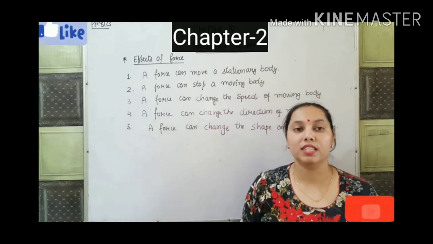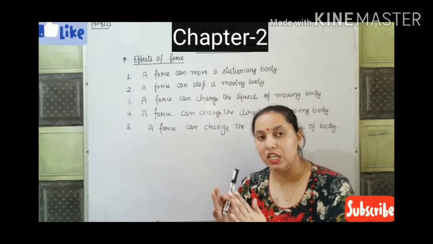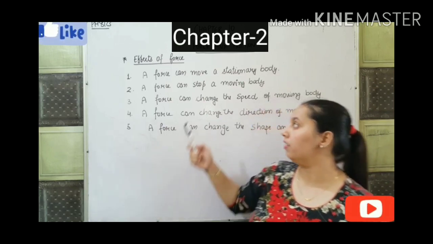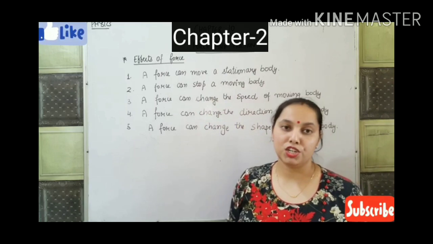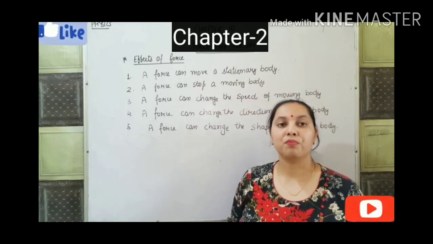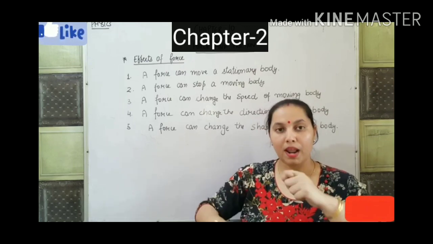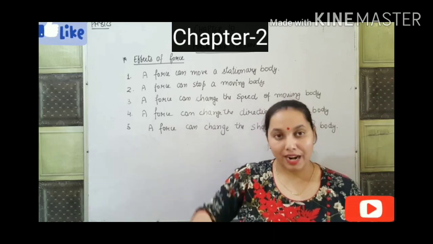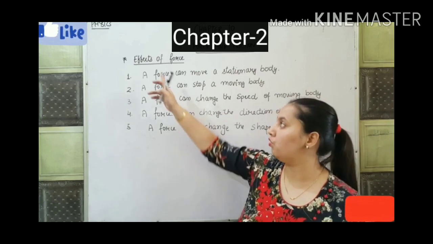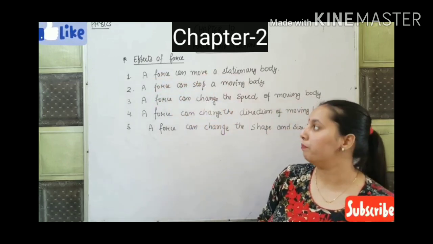Another example you can think of is football. When you play football, initially the football is at rest, and when you kick it, you apply force. What will it do? It can move a stationary body. Similarly, you ride a bicycle. Firstly, the bicycle is at rest. When you apply force, when you start pedaling, the bicycle starts moving. It means force has moved a stationary body.